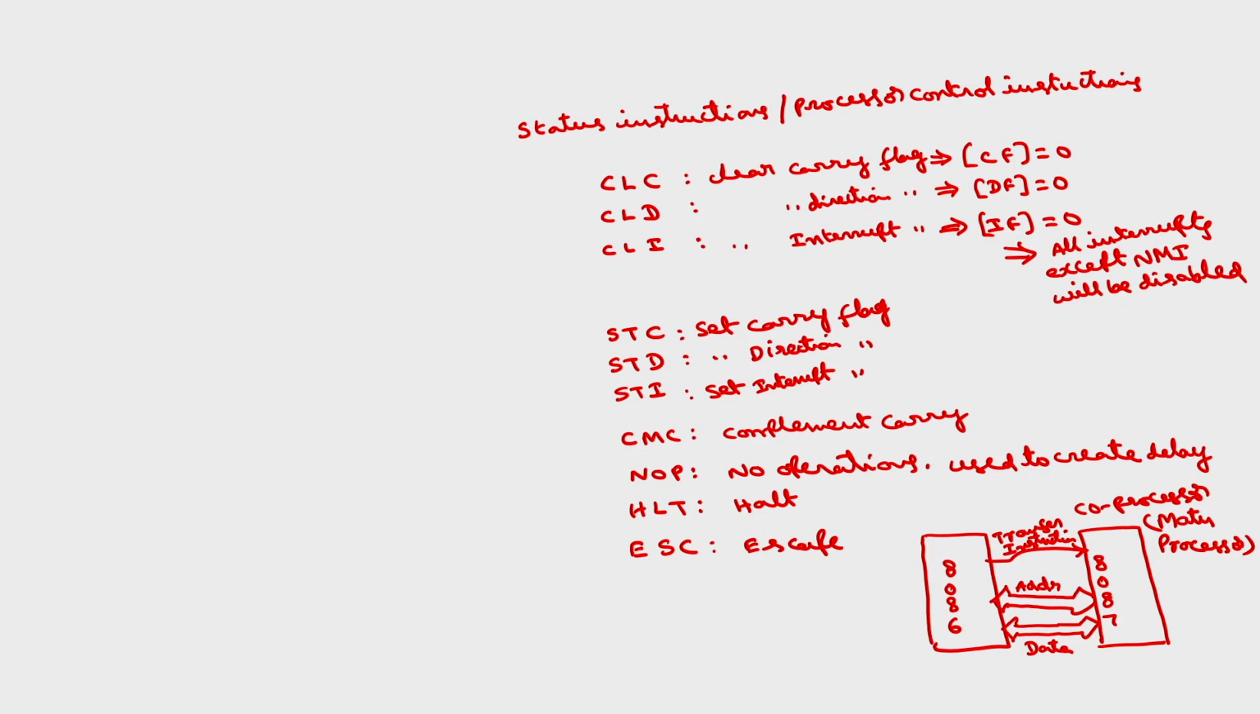So the 8086 can transfer some instructions to the 8087. How does it transfer? Using this escape instruction. Whenever it wants to transfer an instruction, it simply writes escape. So the next instruction will be transferred to the coprocessor. This is about the escape instruction. Then we have the wait instruction. Wait is also another process control instruction. As the name implies, whenever the microprocessor executes the wait instruction, it simply goes to idle state.